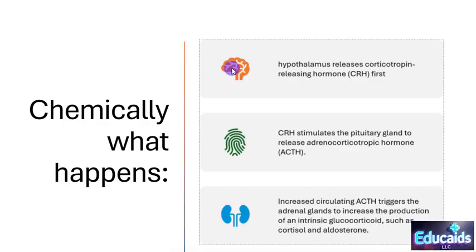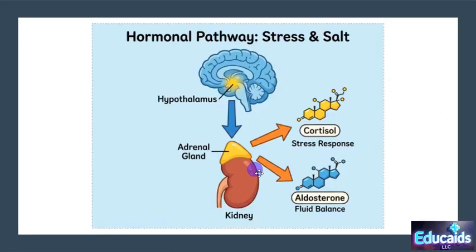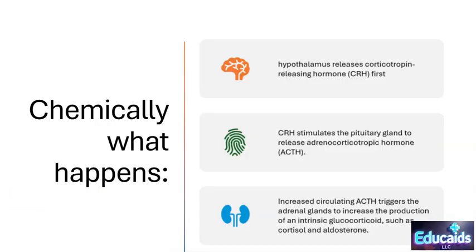So chemically, what happens? Your hypothalamus releases corticotropin releasing hormone first, which stimulates the pituitary gland to then release adrenocorticotropic hormone. And then that increased circulating ACTH triggers the adrenal glands to increase production of an intrinsic glucocorticoid such as cortisol and aldosterone. So I kind of like this little graphic that I made instead. This is just easier. Bink, bink, bink. Here's the big words. Okay.